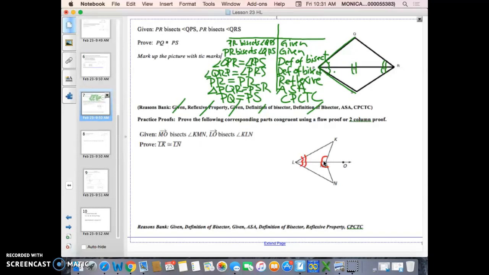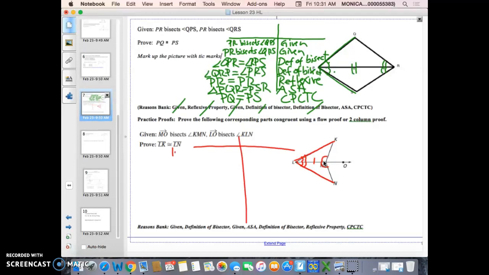I want to prove that LK is equal to LN. So I want to prove that this side and this side are congruent. And I'm also going to make one more tick mark right here because I know those two are congruent as well. Okay? So let's get started. This is going to look very similar to the one before it, even though the pictures look very different.